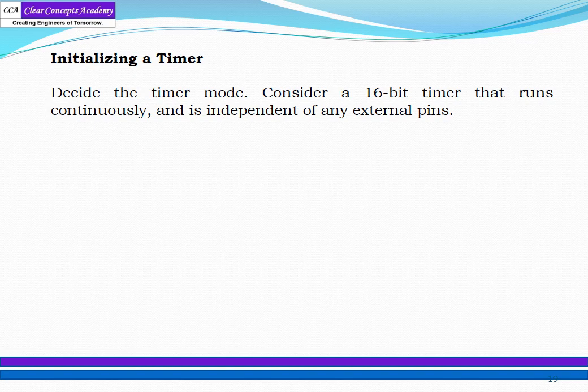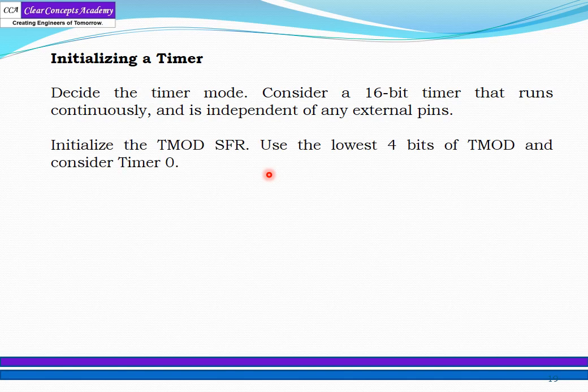Suppose we have to program a timer like this. We want to make a 16-bit timer that runs continuously and is independent of the external pins. This is the situation we want to design a timer for. Then what will we do? Initialize the TMOD SFR. Use the lowest 4 bits of TMOD and consider timer 0. Now we will consider timer 0 in 16-bit mode, independent of external pins.